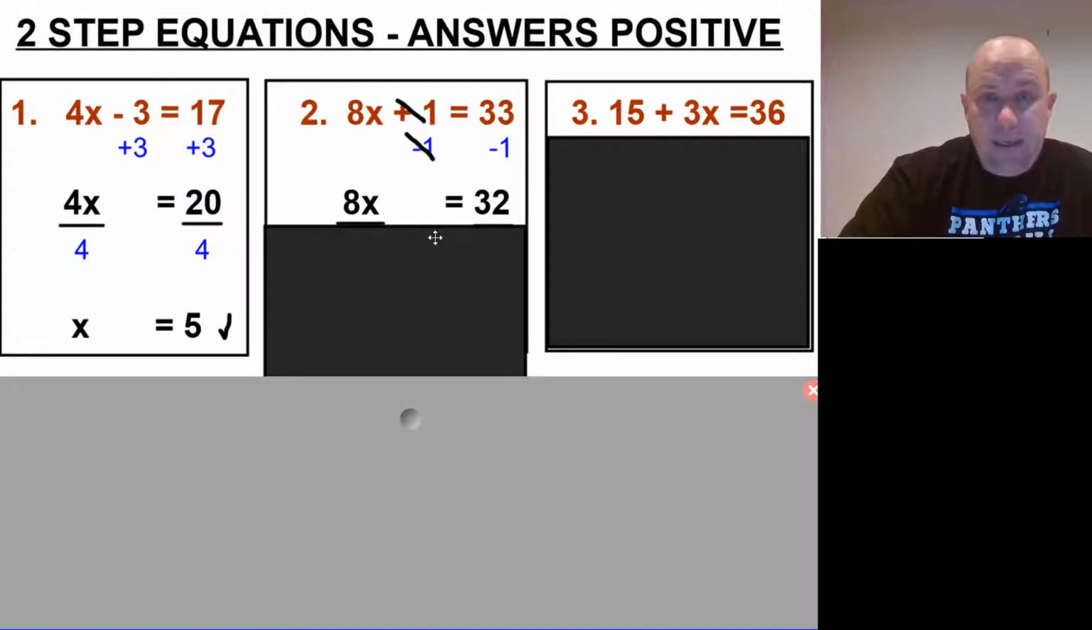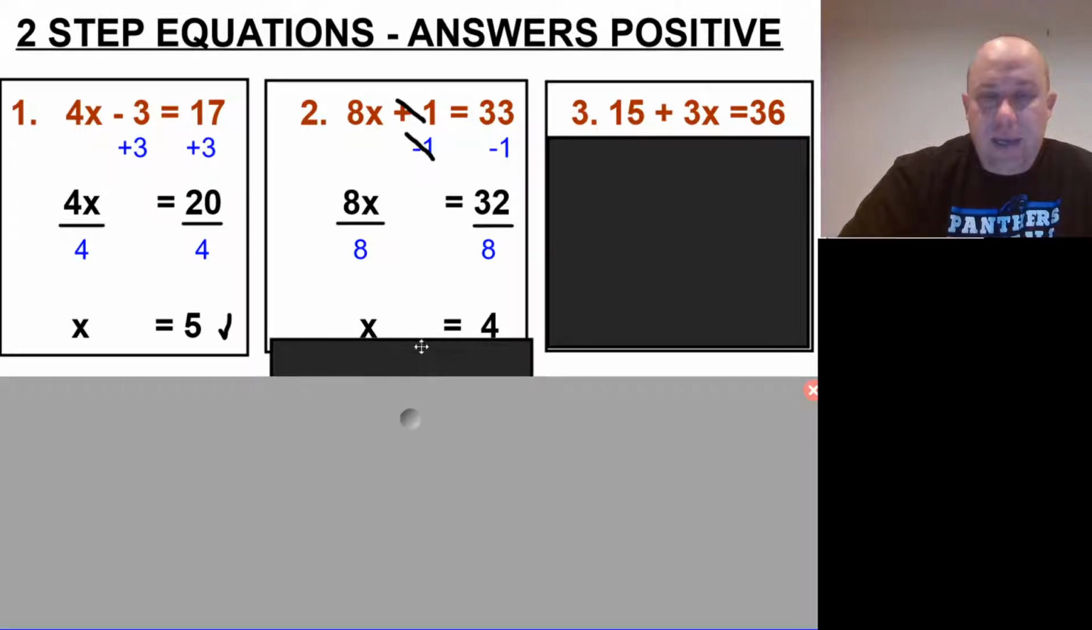Now I don't want 8x though. I just want x by itself. So as they're next to each other, that means multiply. So instead of multiplying by 8, divide by 8. Once again, use that fraction notation. And then the 8's will cancel on the left-hand side. And then on the other side, we can just work out what is 32 divided by 8. And we get 4.